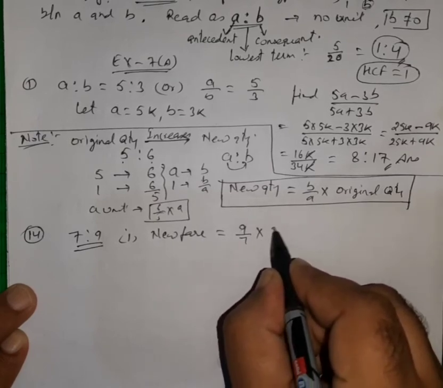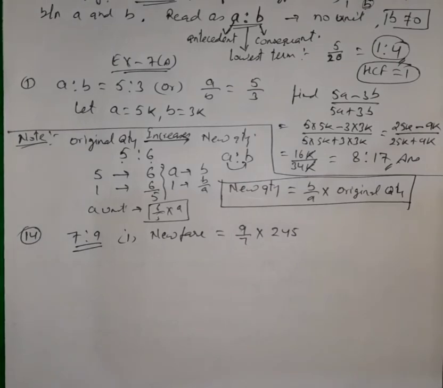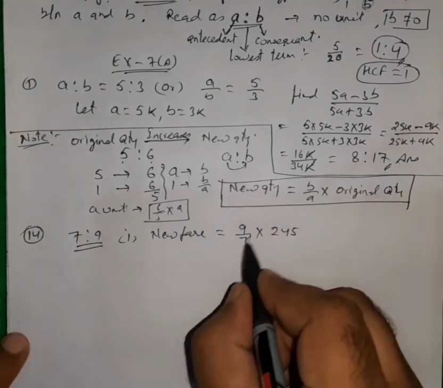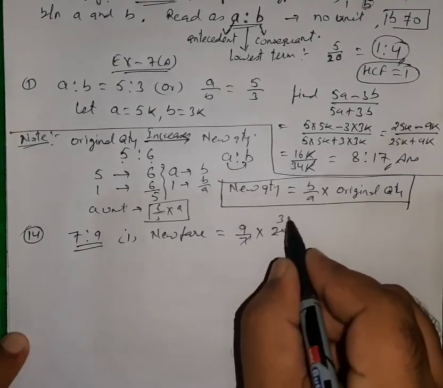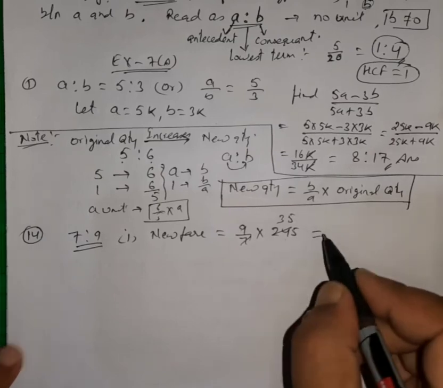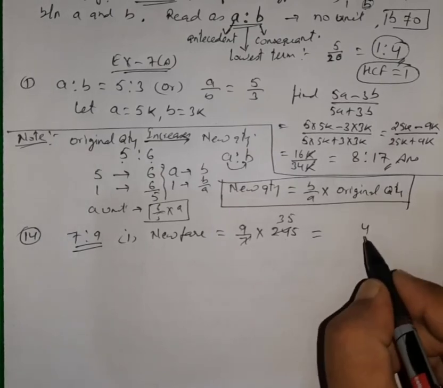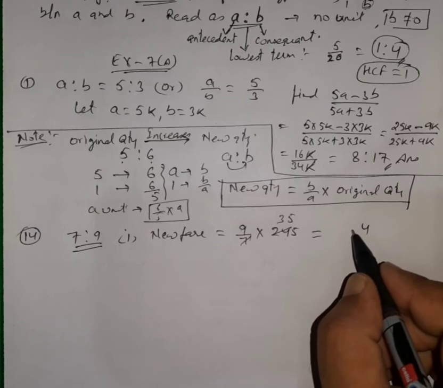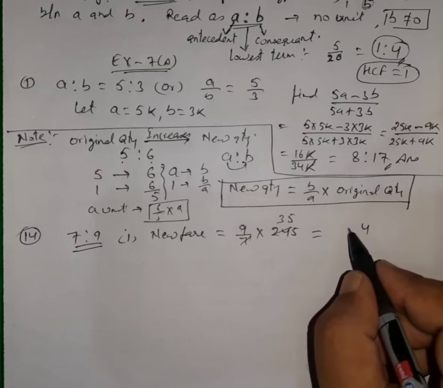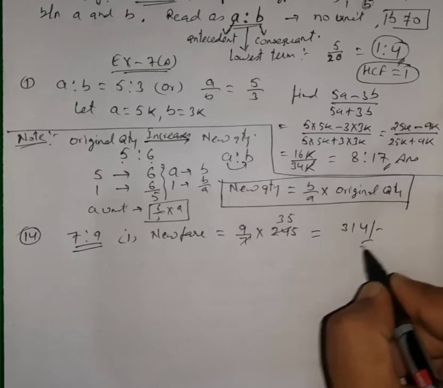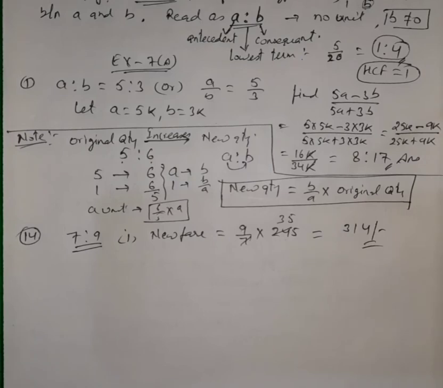So new fare will be equal to 9/7 multiply original. The original is given as 245. Now we can divide this. 7 3s are 21, 35 and 7 5s are 35. Now 35 multiply 9, 9 5s are 45, 9 3s are 27 and 4 is 31. So this is the increased fare.